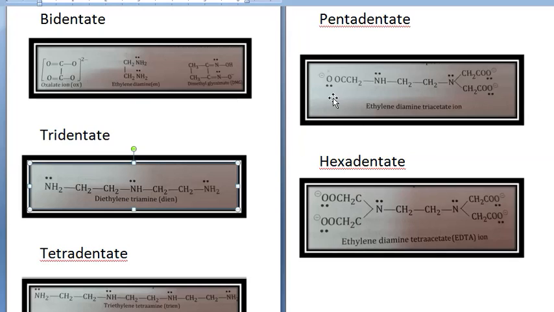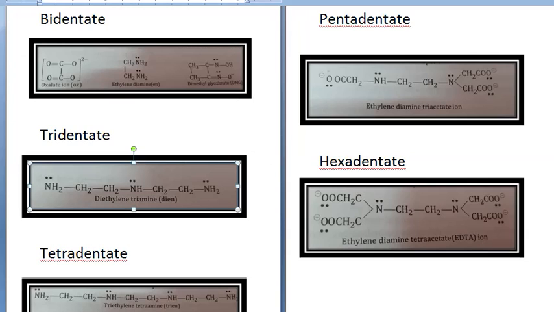See, ethylene diamine is NH2CH2CH2NH2, and to this 3 acetate ions are added, CH3COO minus, three times. So there are 3 acetate ions attached to ethylene diamine. So this is ethylene diamine triacetate ion. Similarly, for hexadentate, to ethylene diamine, 4 acetate ions are present. See, N, CH2, CH2, N. This is ethylene diamine. And to this, instead of hydrogen, there are 4 CH3COO minus attached. Like this. So this becomes ethylene diamine tetraacetate ion.